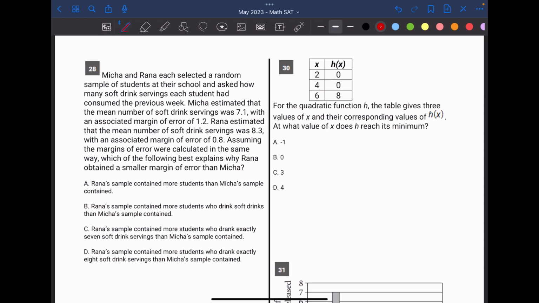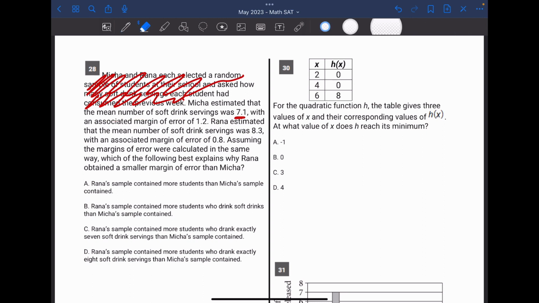Question number 28. Micah and Rana each selected a random sample of students. This part I can already tell is garbage. We don't really care about it because it's words that we don't really need to read. Basically, Micah's results showed a mean of 7.1 soft drink servings and a 1.2 margin of error. For Rana, it was 8.3 with a 0.8 margin of error. Assuming the margins of error were calculated in the same way, which of the following best explains why Rana obtained a smaller margin of error than Micah?